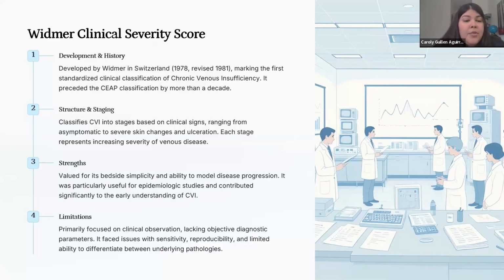The strengths: it was valued for its baseline simplicity and ability to model disease progression, and it was particularly useful for epidemiologic studies. But the limitation is that it was primarily focused on clinical observation, lacking objective diagnostic parameters.